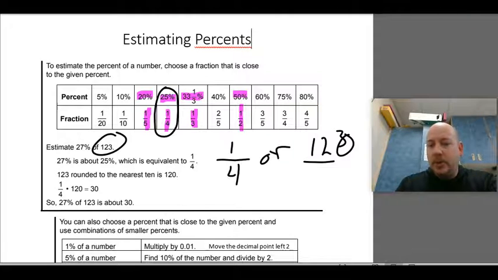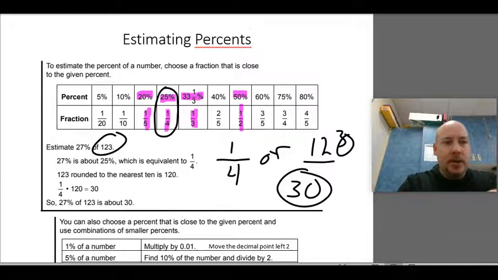So 4 goes into 12 3 times. 12 divided by 4 is 3. And then since it's 120, I just put that 0 on the end. So I get an estimate there of about 30. It's not the exact, but it'll give us close, right? Okay, let's do another example here.